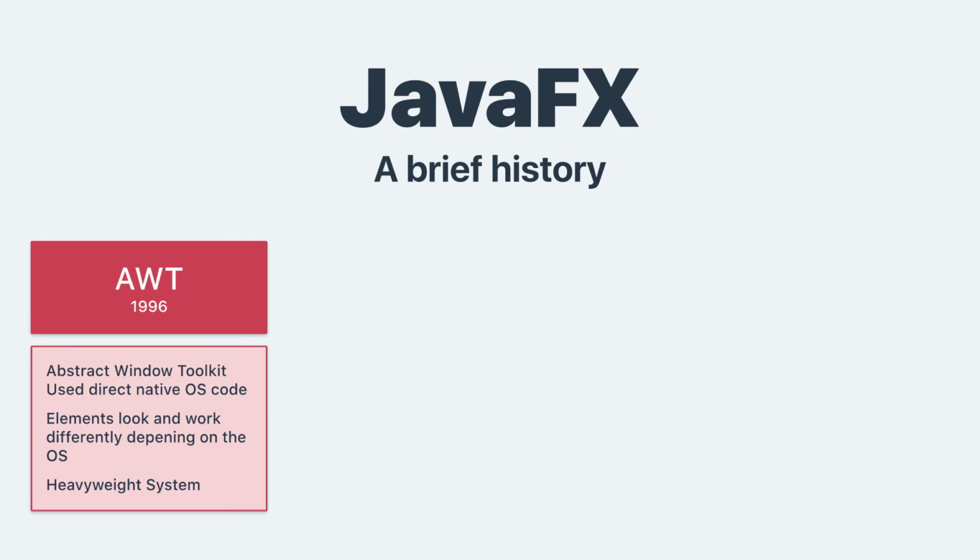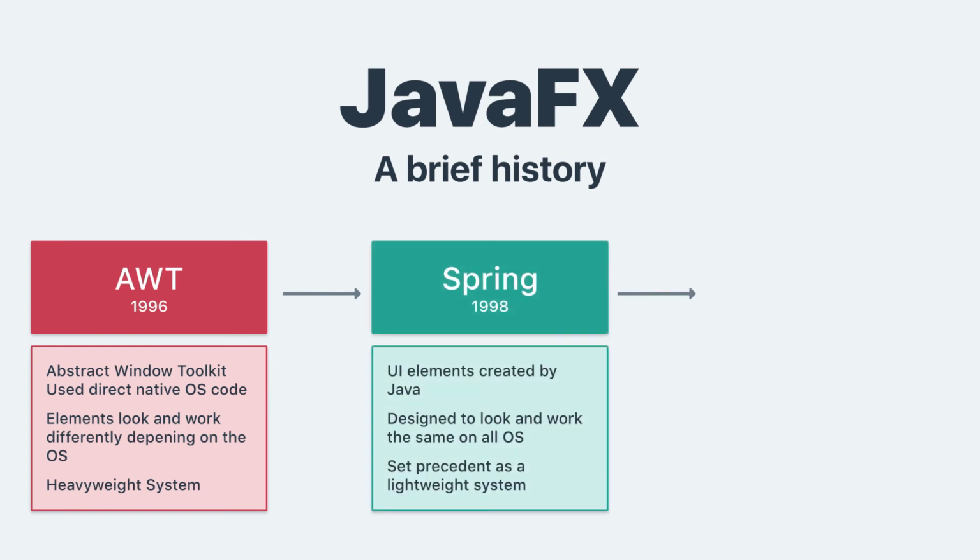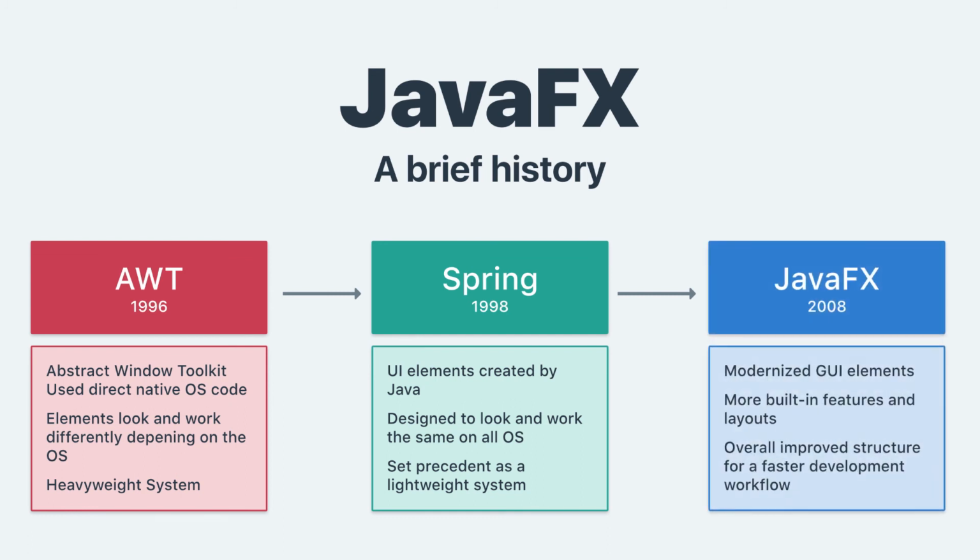After a while, the Java developers decided that this had to change, and they released Swing just 2 years later in 1998. This was a lightweight system, meaning that the elements were created by Java and customized to ensure that they would look and work the same on all operating systems. Finally, JavaFX was released in 2008 as a major overhaul of Swing, and included more modern user interface elements, more built-in features and tools for building applications, and better structure overall to allow for more efficient development.